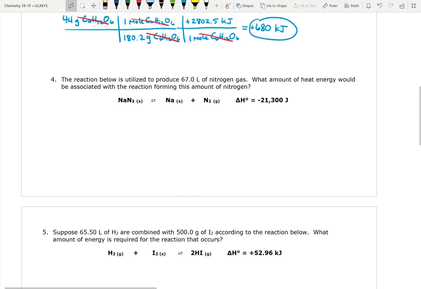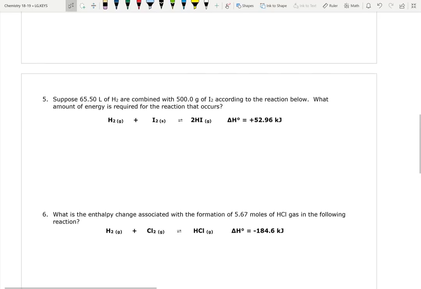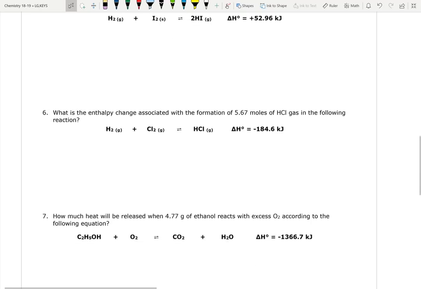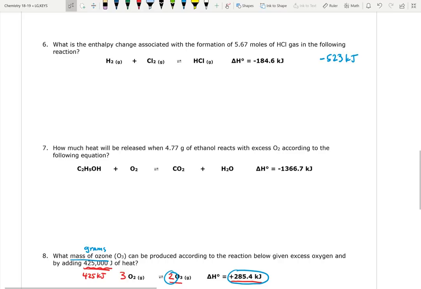So the answer that you should come up with on number 4, if everything goes according to plan, should be in the neighborhood of about 21,200 joules. Notice we're working in joules in that one. In fact, they even gave us joules as the delta H value for the reaction. On number 5, actually, I might have you hold off with number 5. For now, I'll come back to that. Number 6, we're going to get an answer of 523 kilojoules, or in the end, it'll actually show up as a negative 523. And then on number 7, it should show up as a negative 142 kilojoules.